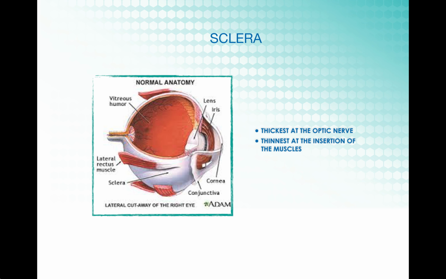The sclera is thinnest at 0.3 millimeters behind the insertion of the rectus muscles and thickest at 1 millimeter near the optic nerve. So the most common site of scleral rupture following blunt trauma is at the insertion of the rectus muscles, where it is the thinnest part of the sclera.